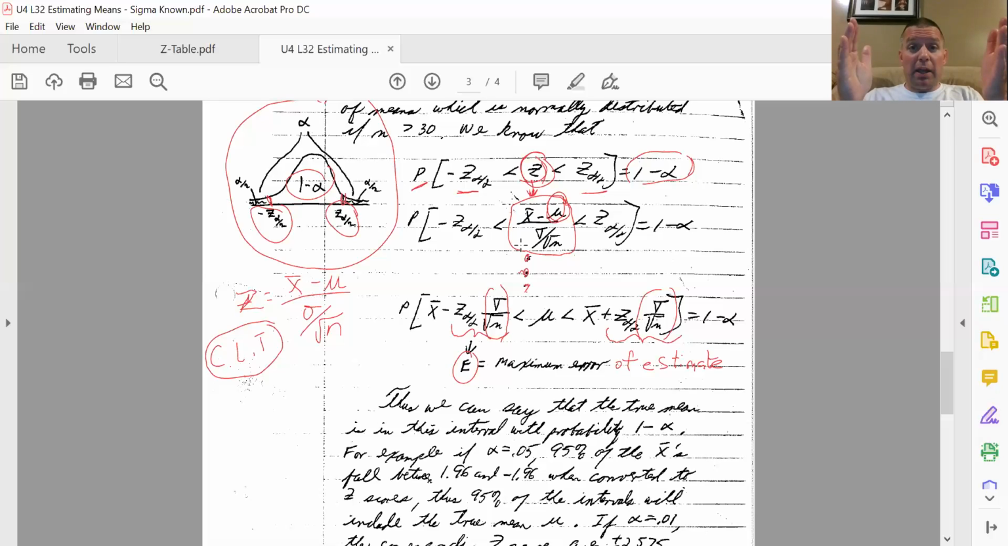If I make my net bigger, I'm going to be more confident that I'm going to scoop it in the water and catch a fish, right? My confidence level increases as I make the interval bigger. Here's the downside to that.